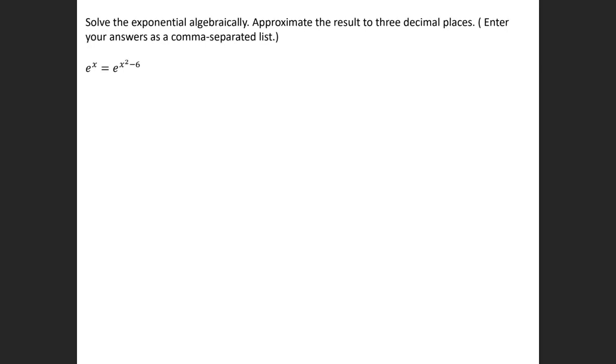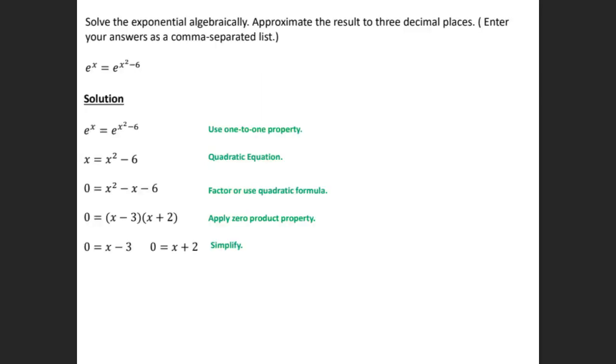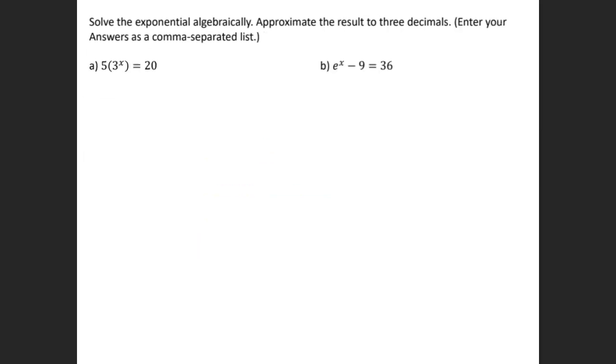All right. How about this one here? If they're asking us to solve algebraically, we can use our one-to-one property for these two exponential expressions to be equal. That means my exponents have to also be equal. So x is equal to x squared minus 6. We're left with a quadratic. We can factor it out, and we'll see that x could be equal to 3 and negative 2. And you always want to check your answers. You want to make sure that they both satisfy the equations.